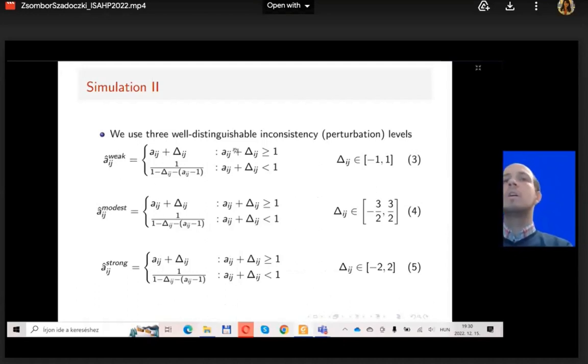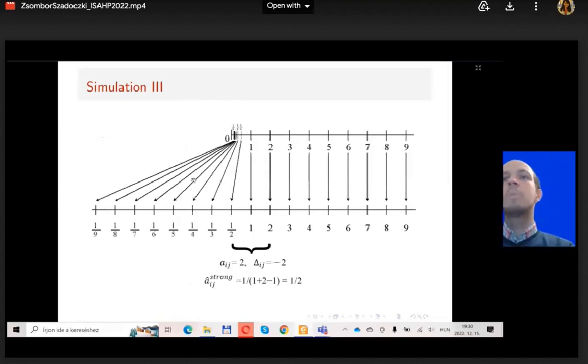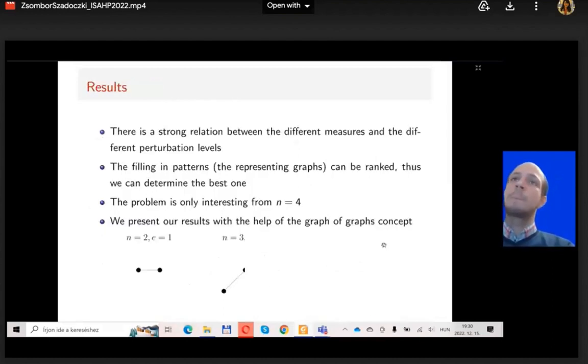But as you can see, the calculation of those is a little bit tricky because the new elements are not uniformly distributed on the original scale, but on this latter scale, because this relates more closely to pairwise comparison matrices. Okay, so now let's see the results.